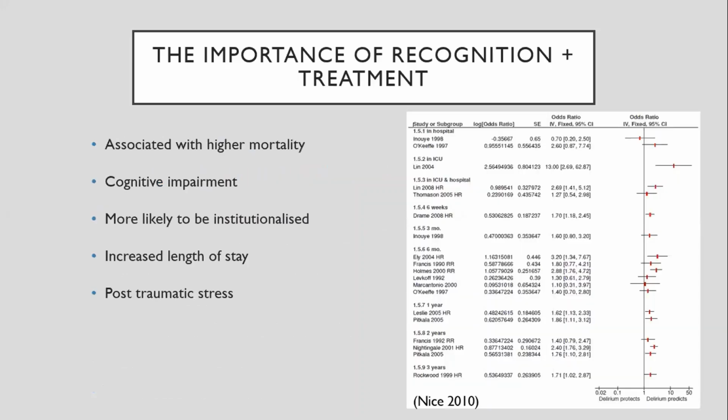But it's really important that we recognise and treat it. And the reason is that there are significant associations with high mortality. We've already mentioned that it may accelerate underlying cognitive impairment, and it's also really important that we recognise where people may have more chronic cognitive impairment so they can have diagnosis and therefore support and potential medications and treatment, etc. These patients are more likely to be institutionalised, they're more likely to have an increased length of stay, and there's also kind of a post-traumatic stress element of this.